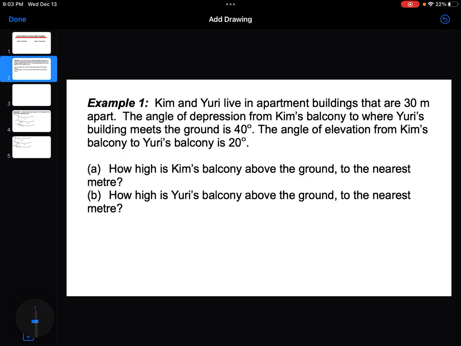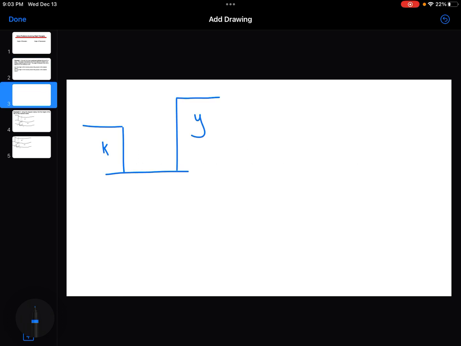Okay, so when we're looking at this, we've got an angle of depression to the ground. So I'm going to draw a dotted line out from Kim. The angle of depression down to the ground is 40 degrees. The angle of elevation up to Yuri's is 20 degrees. Now, we know that we essentially have two triangles there. Well, we also know, now I'm going to make this Yuri and I'm going to make this Kim, because I'm going to use y as one of my variables here.